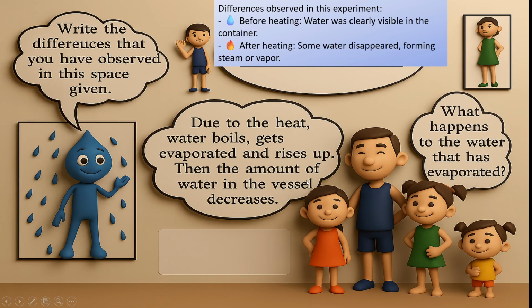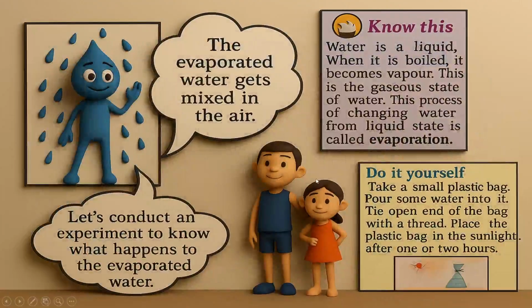What happens to the water that has evaporated? The evaporated water gets mixed in the air. Let's conduct an experiment to know what happens to the evaporated water then. Know this, water is a liquid. When it is boiled, it becomes vapor. This is a gaseous state of water. This process of changing water from liquid state is called evaporation.